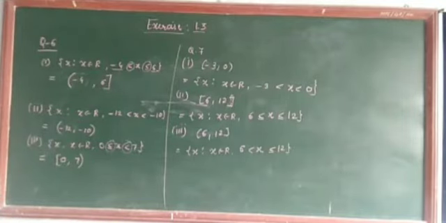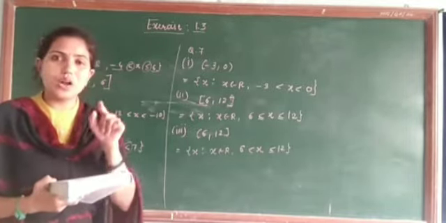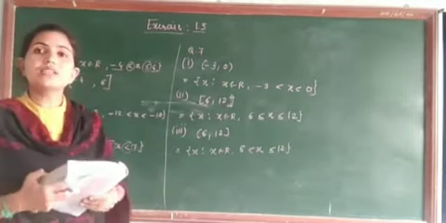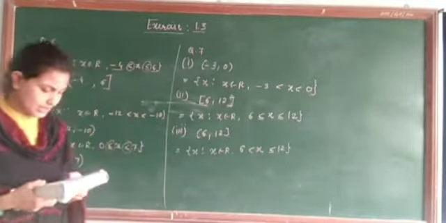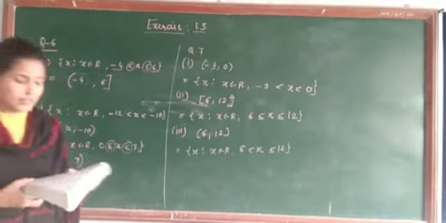Now next question, there is a 4, closed -23 open 5. So that question you have to solve by yourself. One is given to you, third we have solved. So this is your question number 7. Okay. Now question number 8.